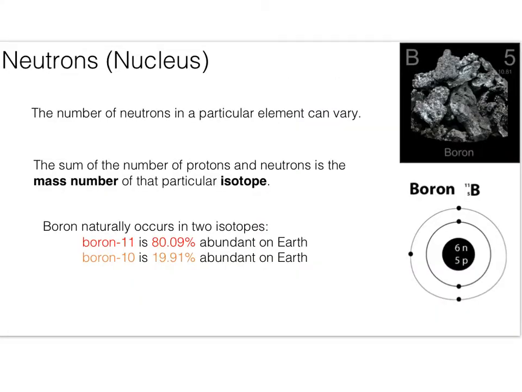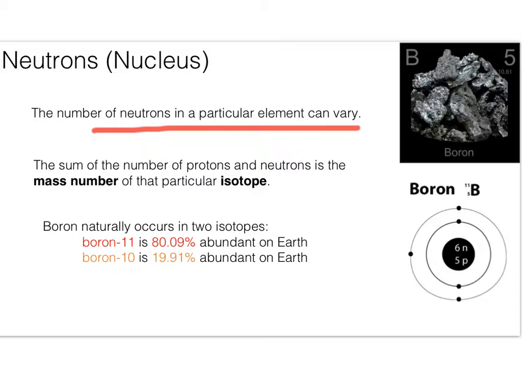Okay, so it's pretty clear that the proton has some level of importance when it comes to at least defining what element you have. It may not be as clear what the significance of the neutron is. Well, the neutron, as I said before, exists in the nucleus, and it has mass, so it provides mass to the atom. But the interesting thing that differentiates the neutron from the proton is that, unlike the proton, the number of neutrons in a particular element can vary.